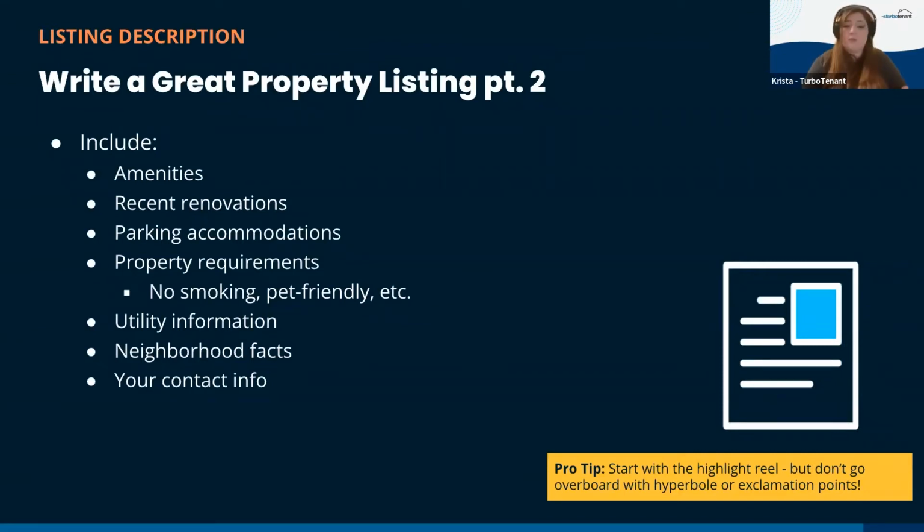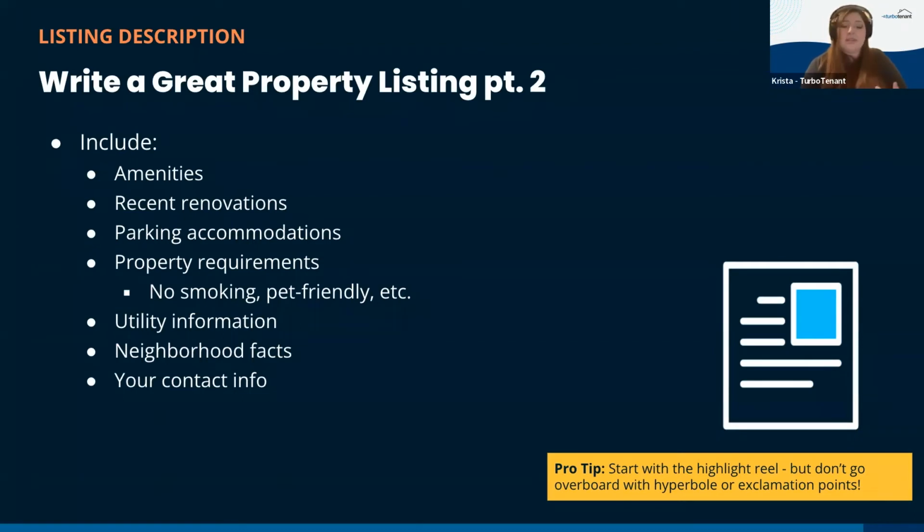Don't be afraid to just list things out, especially if you're not super comfortable writing up copy. But additional things you'll want to include if you have any recent renovations that you want to brag about. Parking accommodations, that's particularly crucial when you have units in urban areas where it might be permit parking that they have to pay for, or a special parking garage, etc. You should also include any property requirements. So specifically, if you do not want any smokers, list that in your description. That way you get fewer applicants who wouldn't align with your criteria.